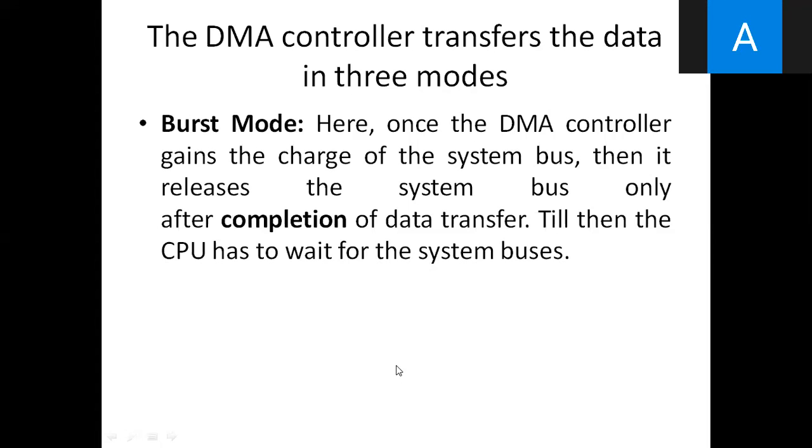If you want to transfer data in a DMA controller, we can make use of 3 modes. And this is a 2 marks question: enlist the different modes of data transfer in DMA controller. The modes are 3: burst mode, cycle stealing mode, and transparent mode. I repeat, first is the burst mode, second is the cycle stealing mode, and third is the transparent mode. Fine.